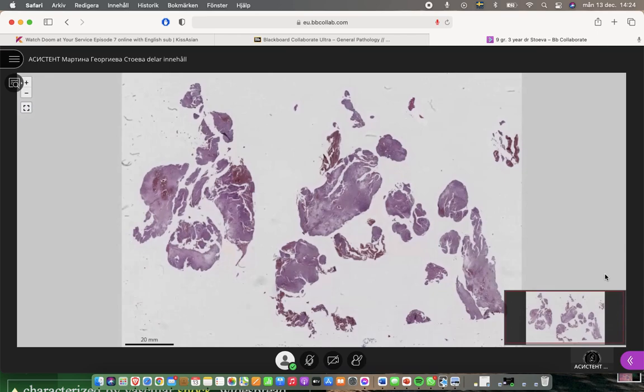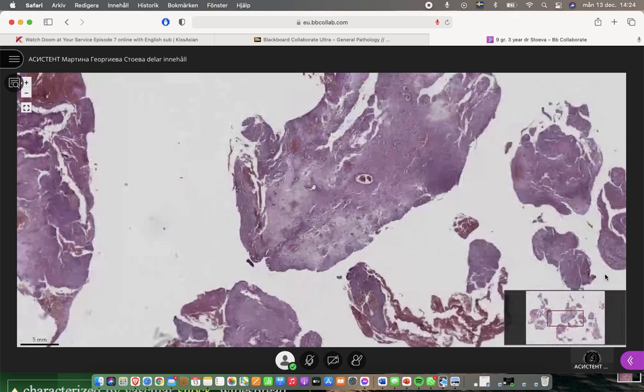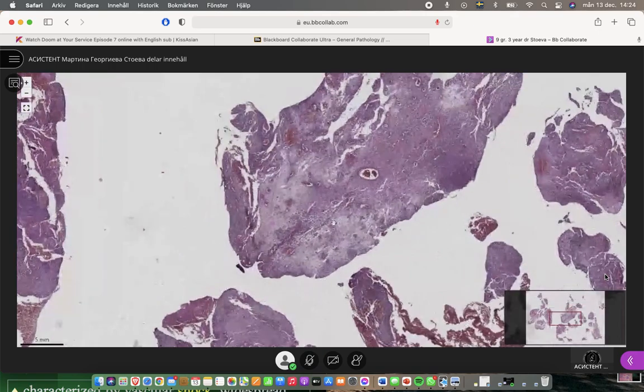This is a theoretical question: when you're asked from where the specimen could be taken, here on the slide we have fragmented material composed entirely of granulation tissue, so we do not have any normal tissue here to say exactly from which part of the body it's taken. So the thing that you should recognize is the granulation tissue itself.